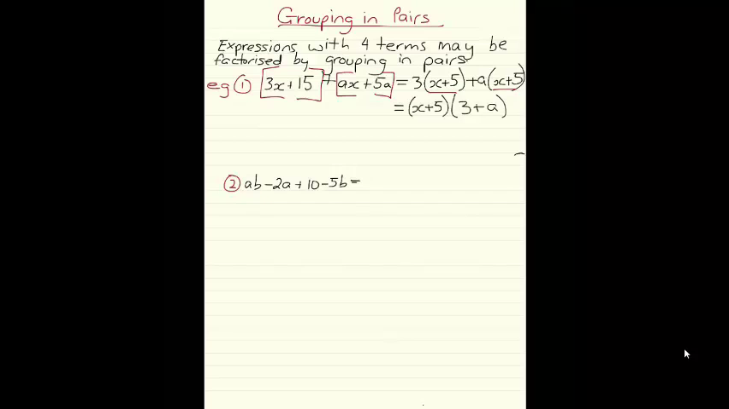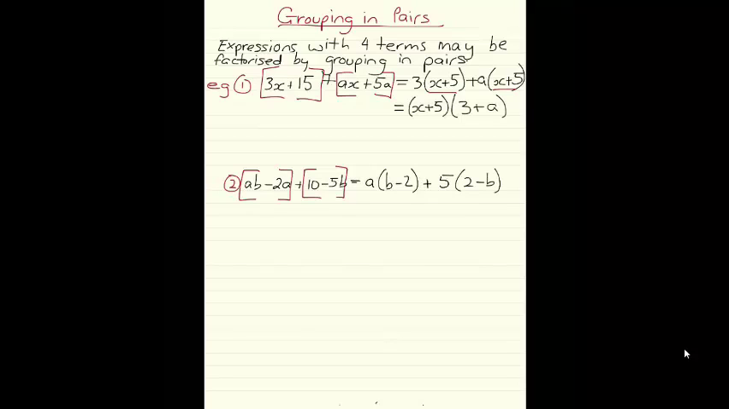So our second question, we're going to go the same way. So we've got ab minus 2a, and 10 minus 5b. So in our first pair, ab minus 2a, our common factor is a, and that leaves me with b minus 2. And then in our second one, our common factor is 5, and that leaves me with 2 minus b.